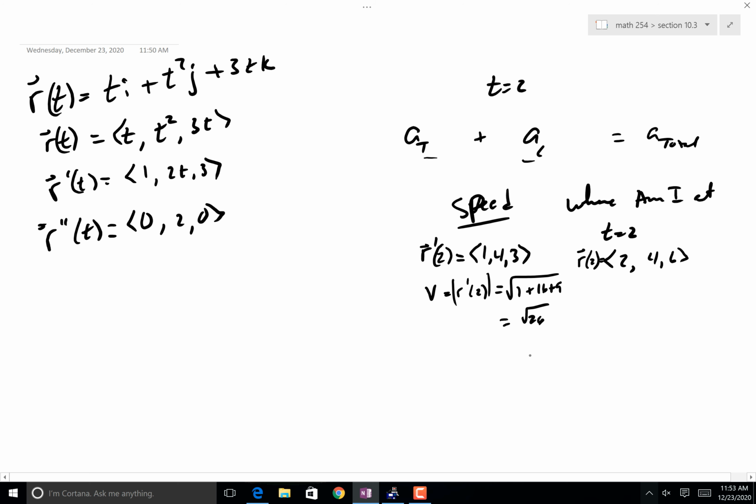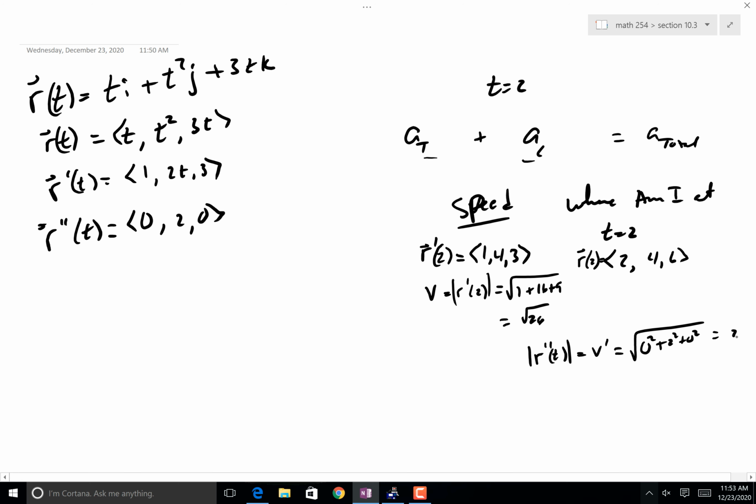And what's my acceleration in terms of my tangent? So when I do this down here, I obviously need to find the magnitude of r double prime, which your book writes as v prime. And so when I do that, it's simply going to be 0 squared plus 2 squared plus 0 squared, which is 2. There it is. And you're like, that seems pretty straightforward. Well, it is pretty straightforward. So the acceleration tangentially speaking is going to be 2 times, now I need my tangent vector. I just don't have it yet.